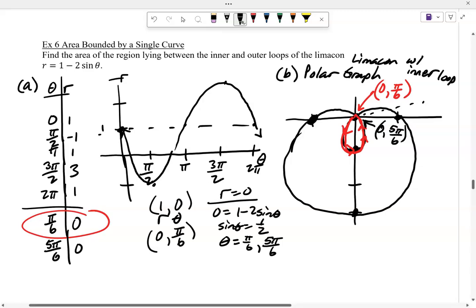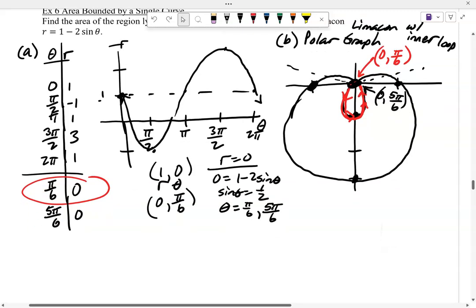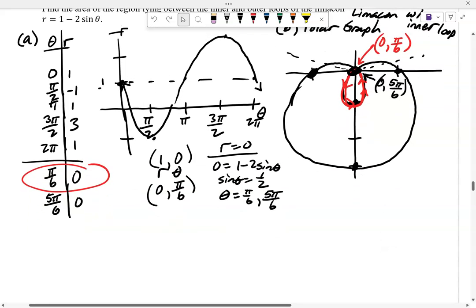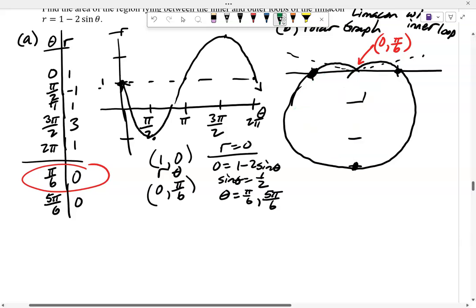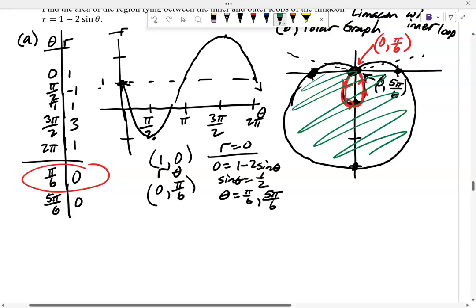5pi/6 is kind of like that rotation, but the r is 0 again. So that's the inner loop. If I find the area of the inner loop, now I know I'm finding the area between them, but what I'm going to do is find the whole area in green, and I'm going to subtract out the area in red, and then I'll be left with what I want between them.